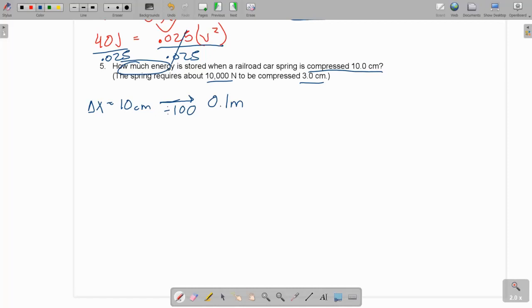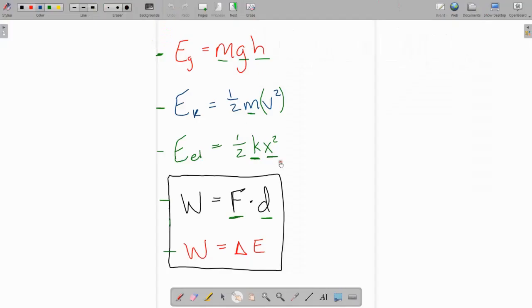Now, the next thing here is that it tells us that the spring requires 10,000 newtons to be compressed 3 centimeters. So once again, let's go from 3 centimeters to meters, which is going to be 0.03 meters. Okay, move the decimal to the left. Okay, now what could that possibly be? Well, if we look at our equations, let's go back and look at the first page here. The only one that has a stretch or compression is the elastic energy equation, right?